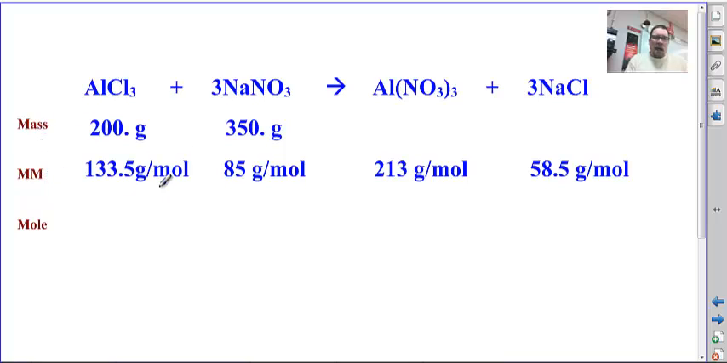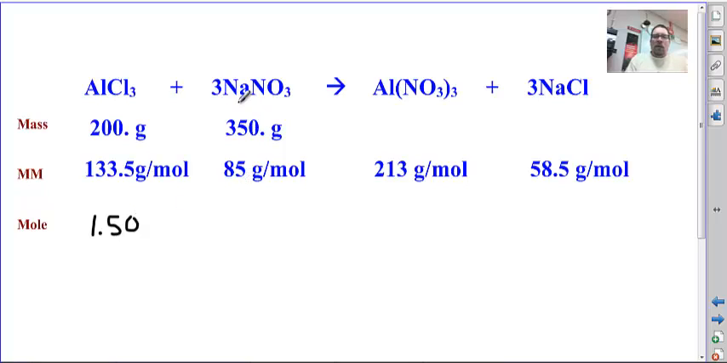And I've set up my stoichiometry grid. Here are all the molar masses of everything. The first thing I have to do, like I always do in stoichiometry, is just convert both of these masses into moles. And then I'm going to find out which one is the limiting reactant, and that's the one I have to use because that's the one that's going to run out. Okay. So in the first step, 200 divided by 133.5 is, to three significant figures, 1.50 moles.